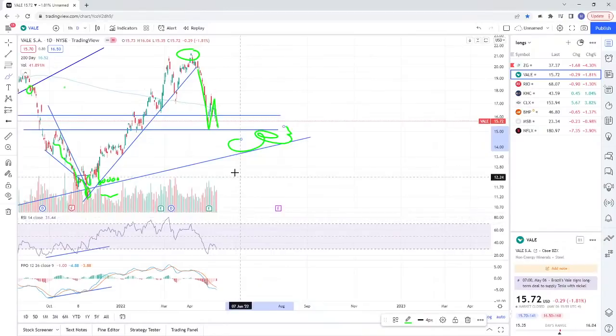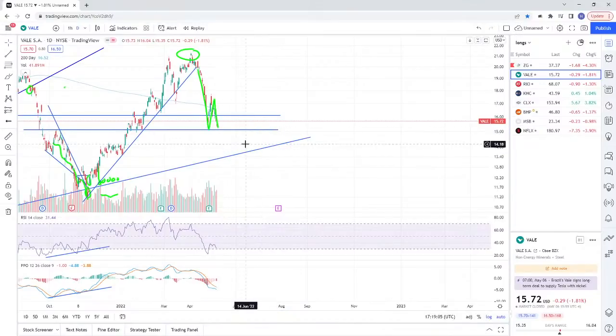All right, so more downside most likely, and probably would want to be a buyer. Now you want to see some divergence show up. If it's got bullish divergence as it starts hitting this trend line, I'd want to be a buyer.